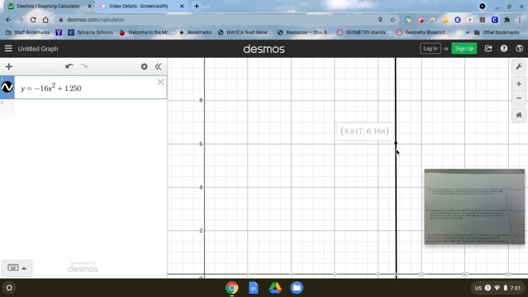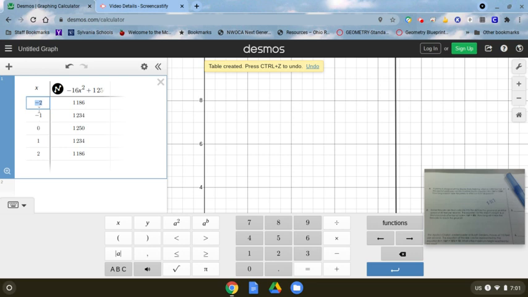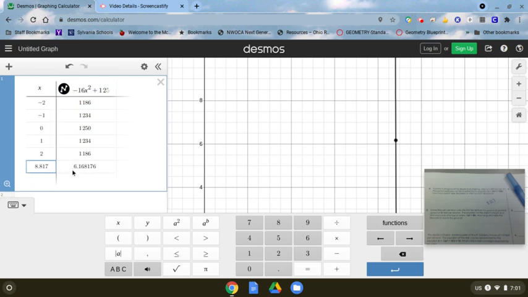Let me see if I can get it. Oh my gosh. So right about there, it looks like 8.817. Okay, so I'm going to write that down as a reference point right now. So it seems like it's going to take 8.817 seconds. So let's make a table. In my table, I have x values of all these, but I want 8.817, so I'm just going to add one. 8.817. Okay, that is almost about 6 feet, isn't it? It's a little bit over 6 feet tall, so I know I'm correct.